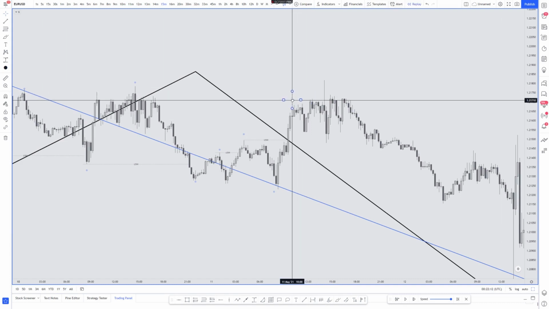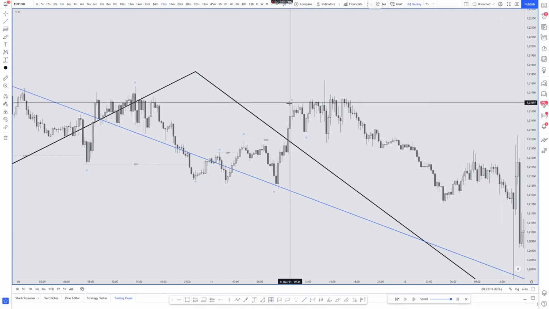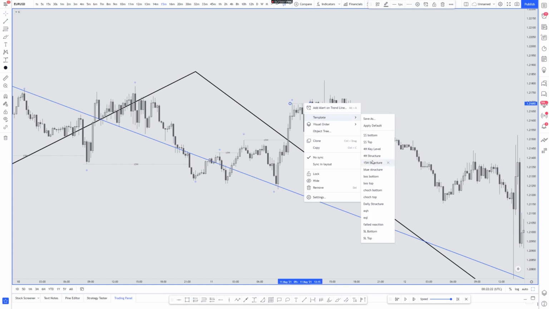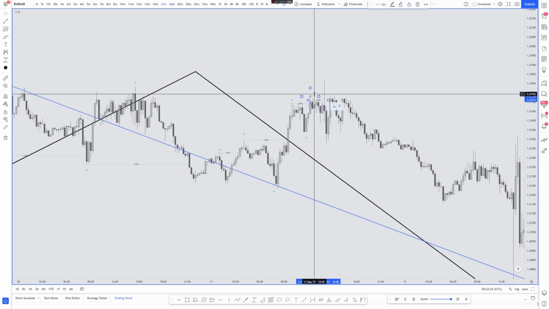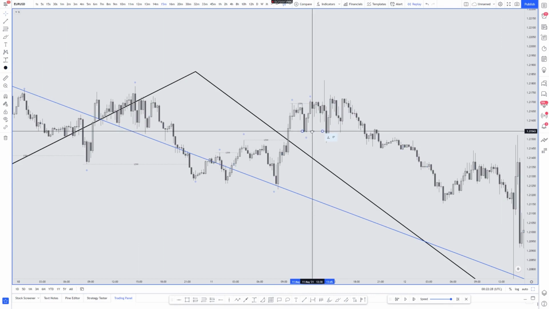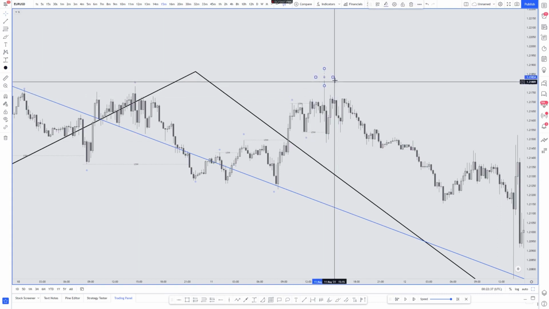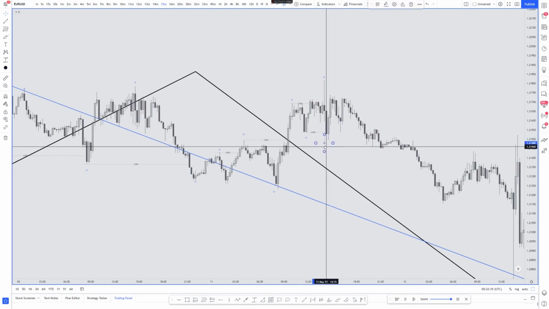So let's see. This is probably enough of a pullback here. And we again have new structure created here. So the 15 can be quite monotonous, as you can see. And here we take the low. So we can actually call this our high point, and this is our low point.